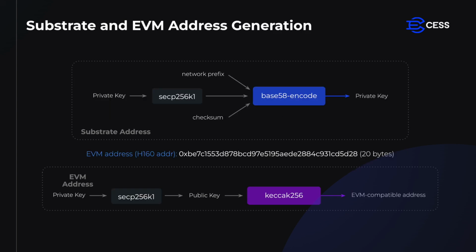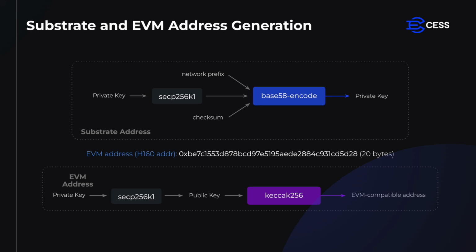Let's examine how Substrate and EVM addresses are created. For Substrate addresses, the process involves taking the private key, passing it through an elliptic curve function called SECP256K1, adding the network prefix and checksum to the output, and finally base 58 encoding it using the base 58 encoder to obtain the Substrate SS58 address.